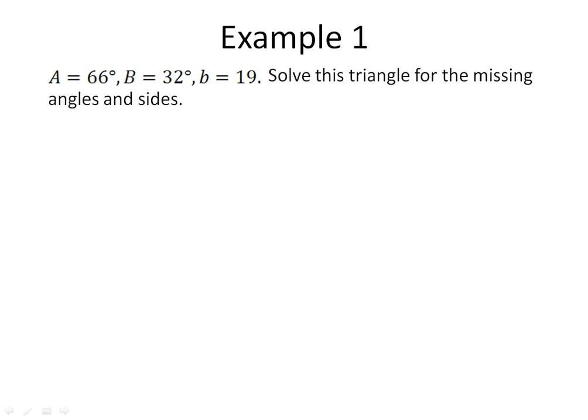Okay, so in example 1, here's what we've got. They give us some information. They tell us that angle A is 66 degrees, angle B is 32 degrees, and side B is 19. So solve this triangle for the missing angles and sides.